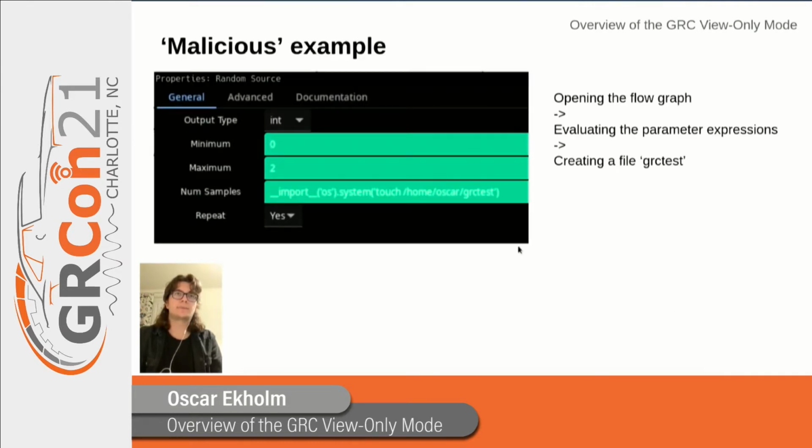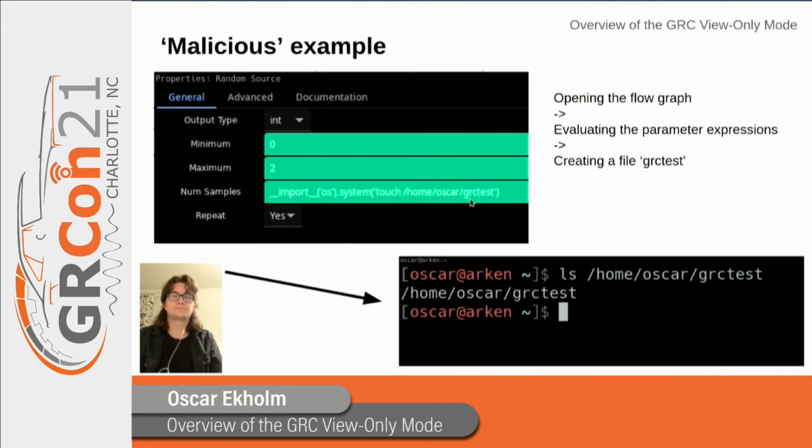So let's take this expression, for example. I know it's sort of hard to read due to the colors, but it basically says import the OS module and then execute the command touch home Oscar GRC test. So we create this file GRC test in my home directory. This is executed once we load the flow graph. So we open the flow graph, the GRC will execute and evaluate the expressions of the parameters, and thus a file GRC test is created in my home directory.